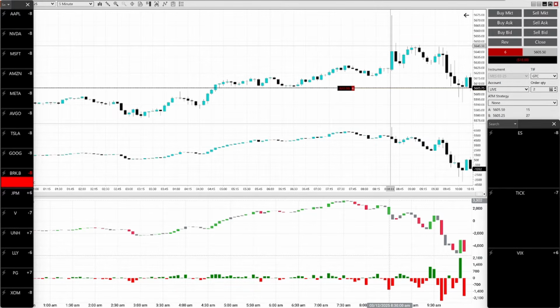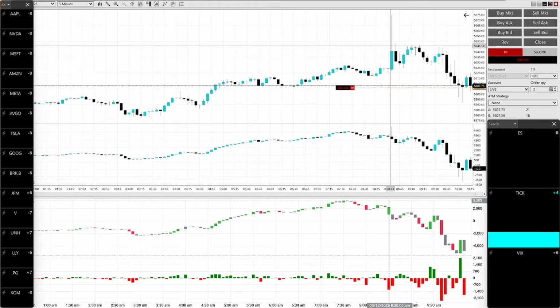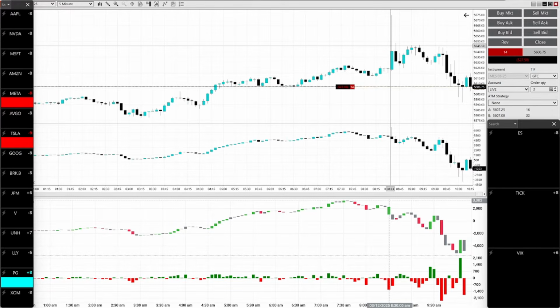Order filled. Going short again. On the pullbacks. I don't like the tick ticking up like that. Order filled. I'm at 16 micros now. My max is 20. So 2 E-minis will be my max size.